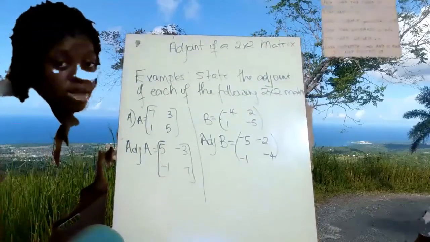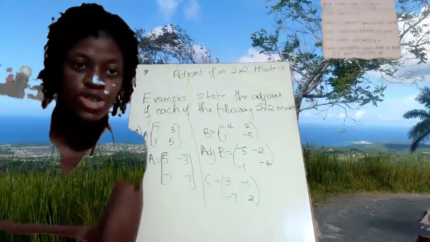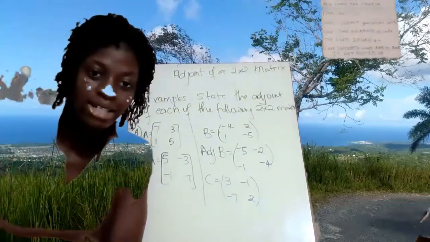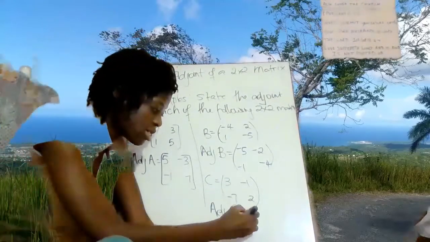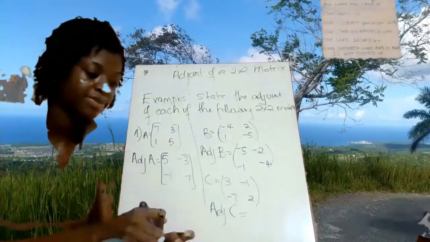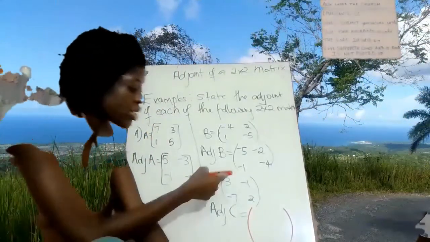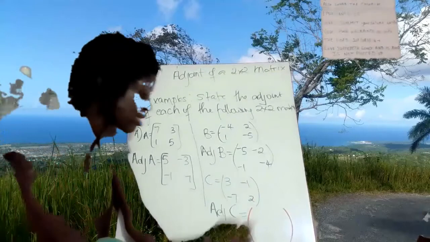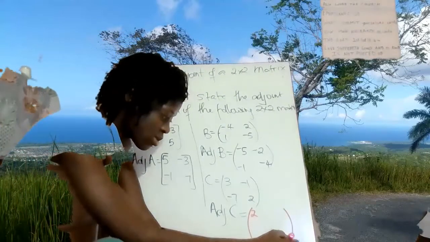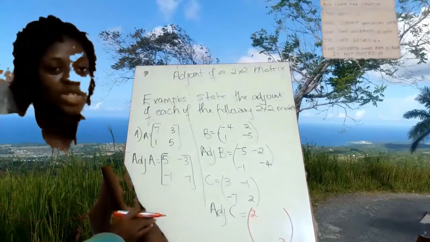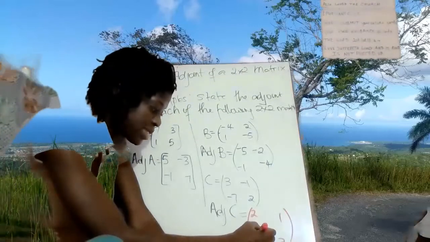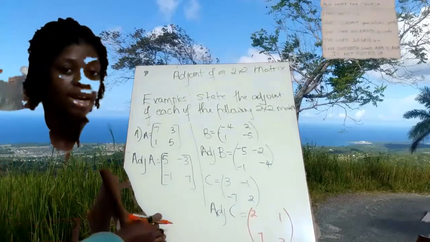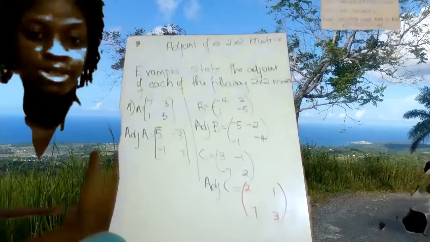Let's look at a third one. The third matrix is matrix C, and once again we're finding the adjoint. So we're going to say ADJ C equals. We interchange the leading diagonal, so 2 goes where 3 was, 3 goes where 2 was, and we change the sign of the non-leading elements. So negative 1 will become positive 1, negative 7 will become positive 7, and that is it.